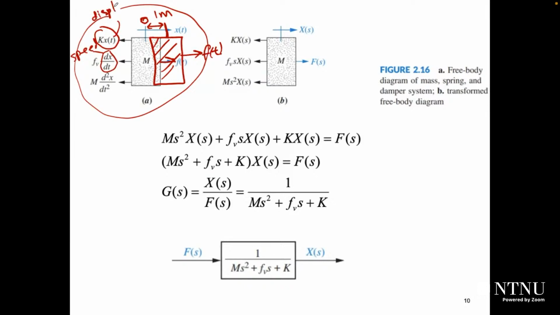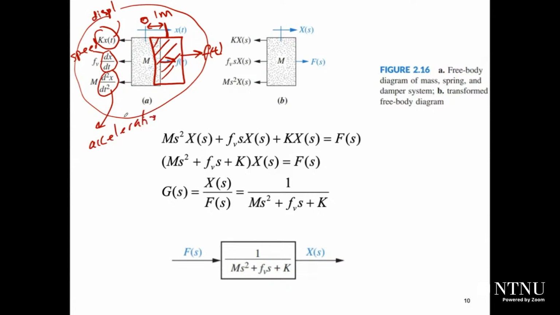The same way, this mass itself will generate a force, and this force will be proportional to the acceleration, right? So it will generate a force which is m multiplied by d squared x by dt squared. d squared x by dt squared, this one is acceleration, right?